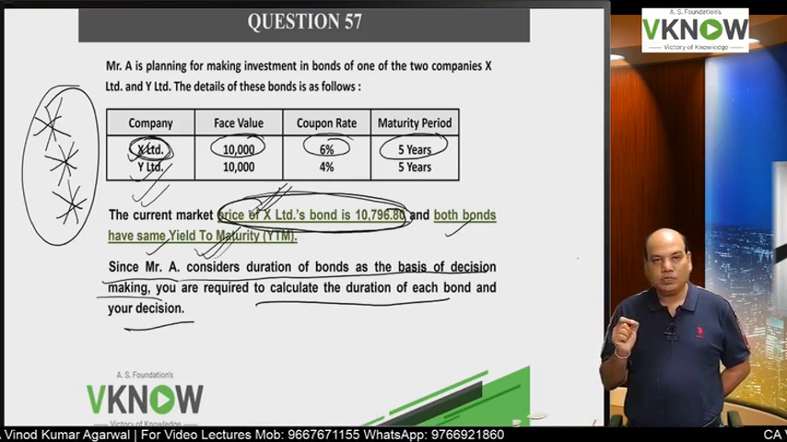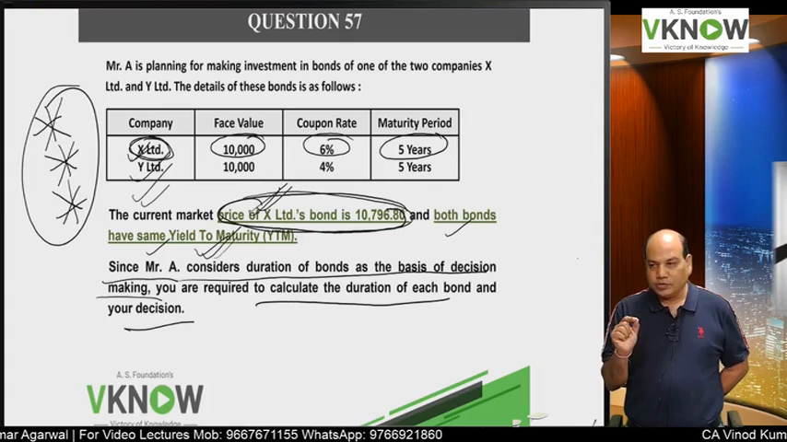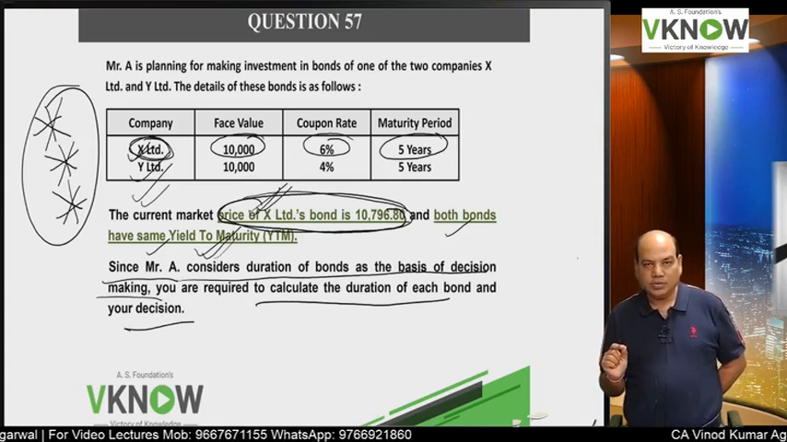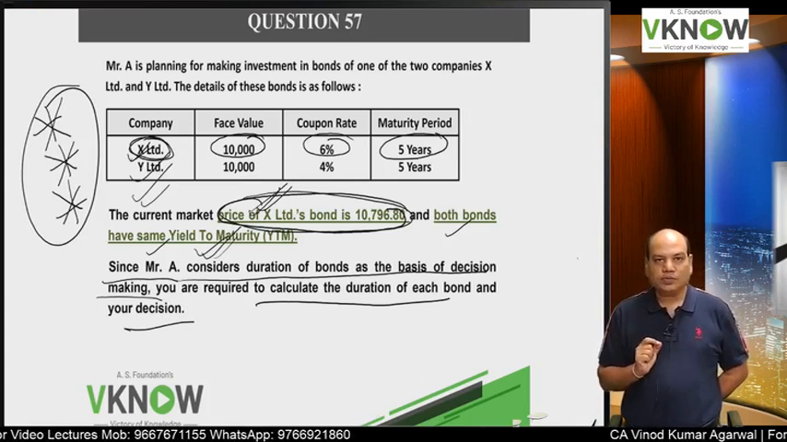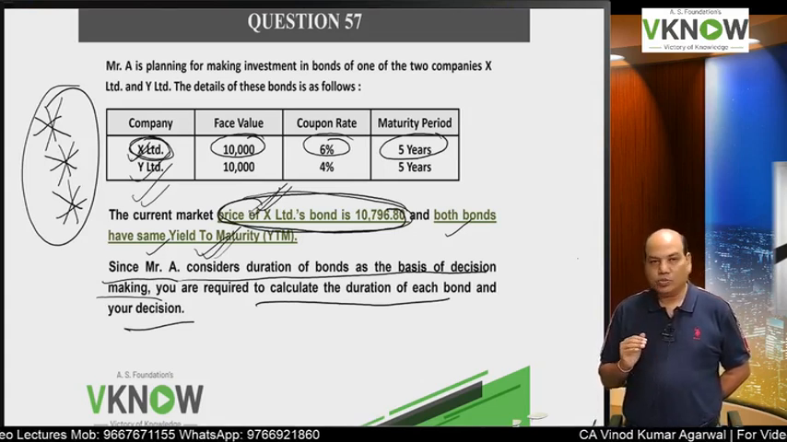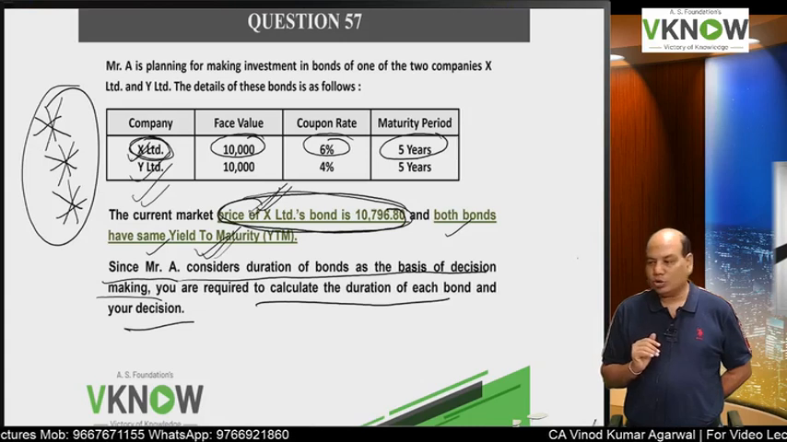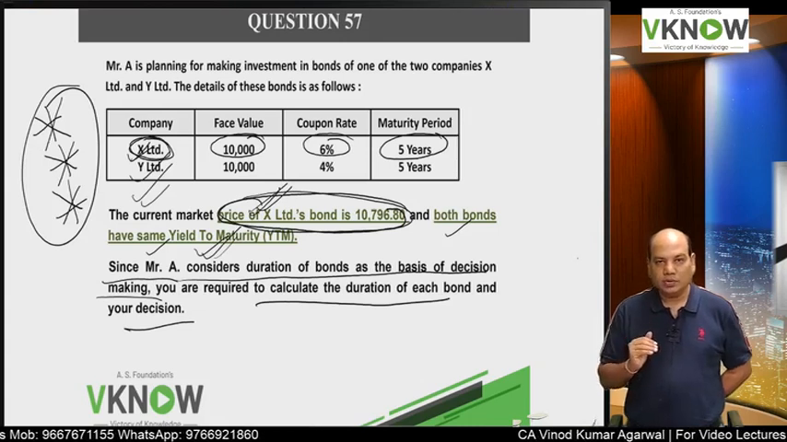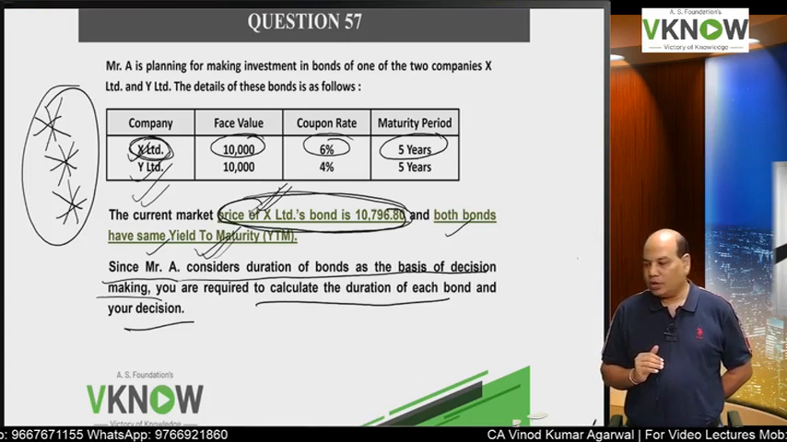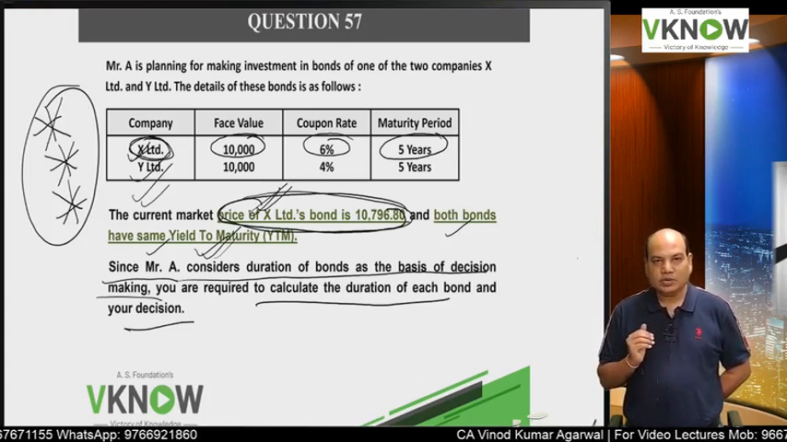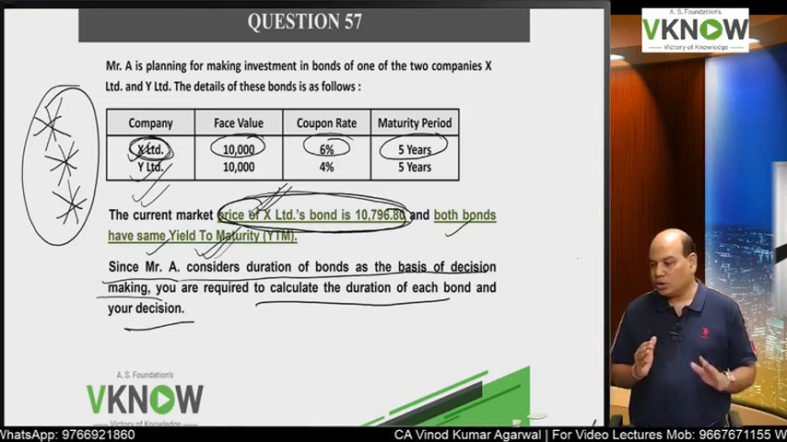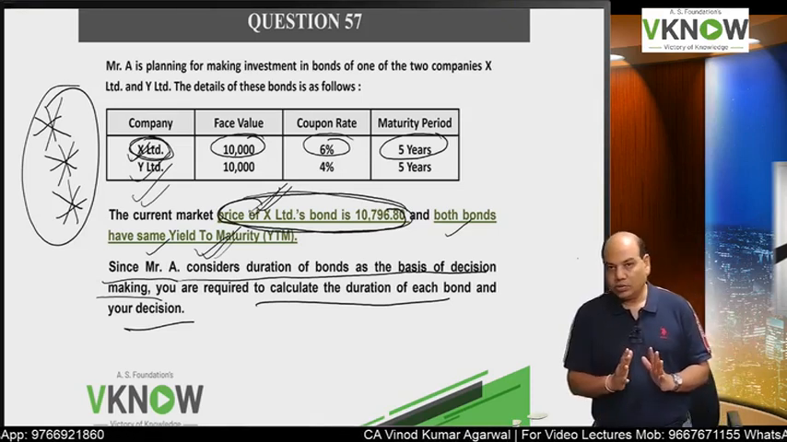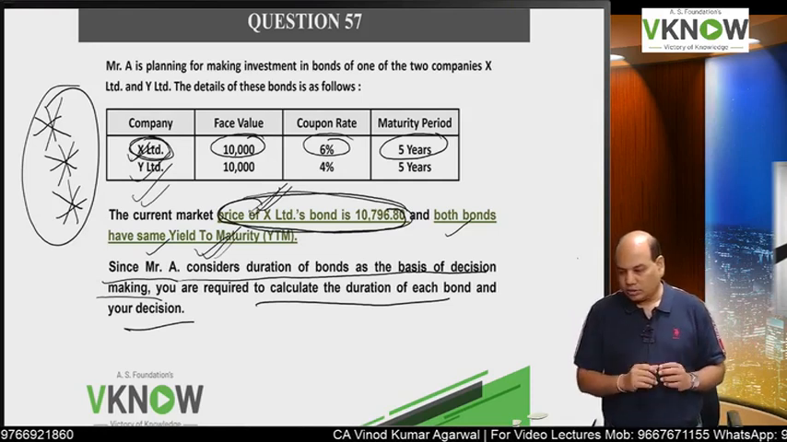So what will be my thought process in this question? First I need to find the YTM of X. The same YTM applies for Y. Then compute duration of X and duration of Y. And the one which will have lower duration, that we will select, because lower duration means lower risk. If you are getting the same YTM, then we'll choose the option which has lower risk. So we'll choose the bond which has lower duration. Is it right?